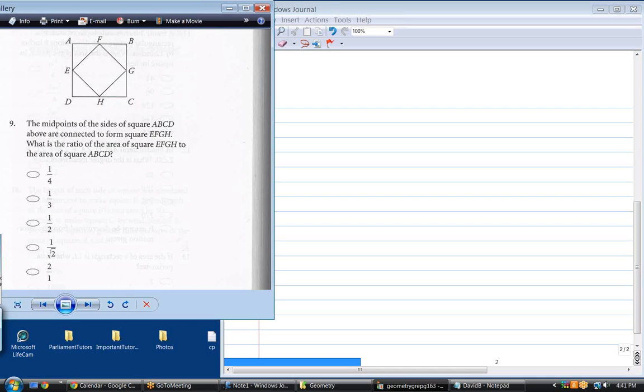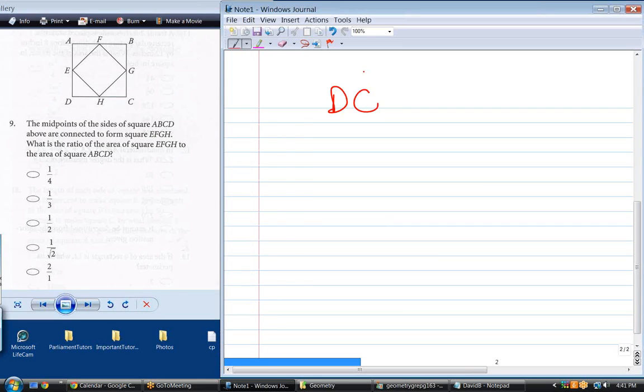Tough one. So it's technically DC squared divided by GH squared, right? In other words, the area of the big square is DC squared. The area of the little square is GH squared. So we need these things. Well, wouldn't it be 1 to 2 actually? Maybe, I don't know yet.